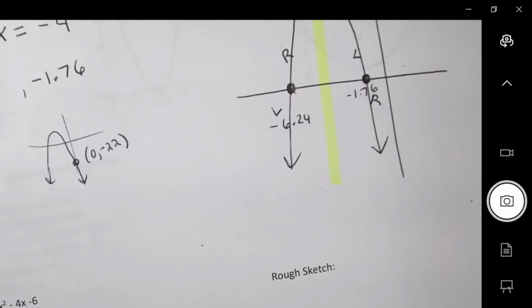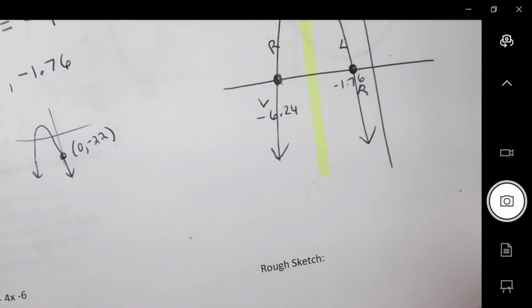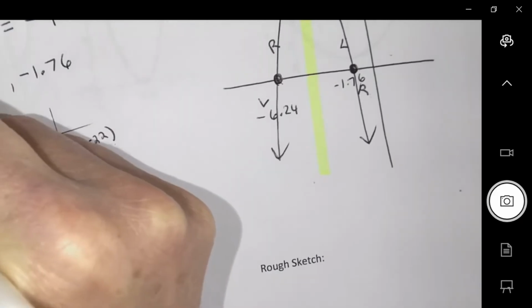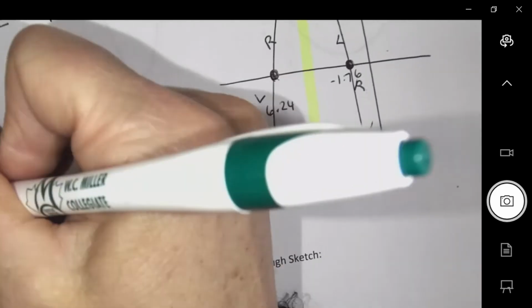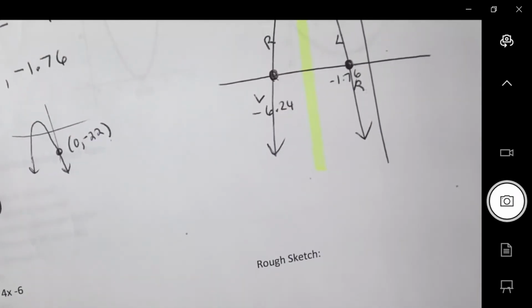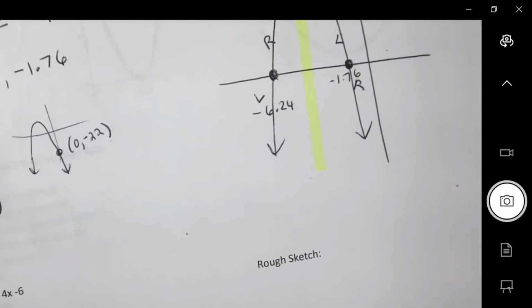Okay, let's talk about the domain. We said, describe it as how far left to how far right. So how much left is this going to go? Left, left, left, left, left, left, left. So negative infinity. And then how far right? Positive infinity. So that's what I was describing. It goes left to right.